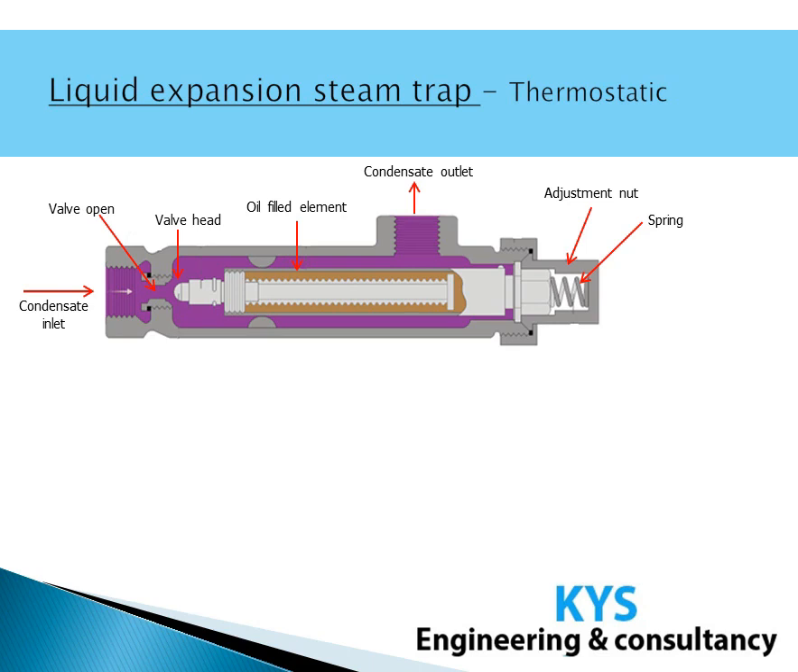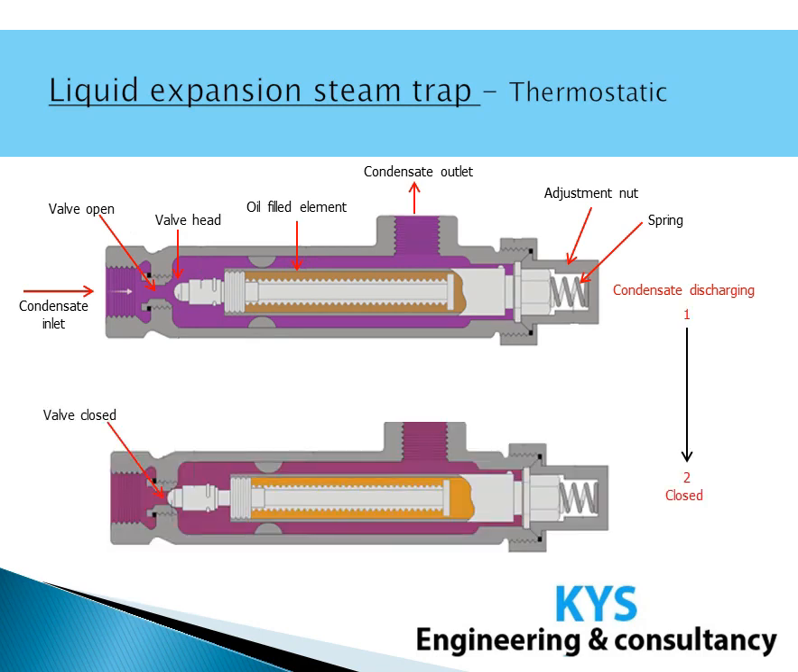Usually this is between 60 degrees centigrade to 100 degrees centigrade. So the trap will discharge at a predefined temperature. At startup, the valve is open and discharges air and cold condensate easily. When the condensate temperature reaches the set temperature, the liquid filled element gets heated and expands and the valve is closed. Once the condensate cools below the set temperature, it again starts discharging the condensate.